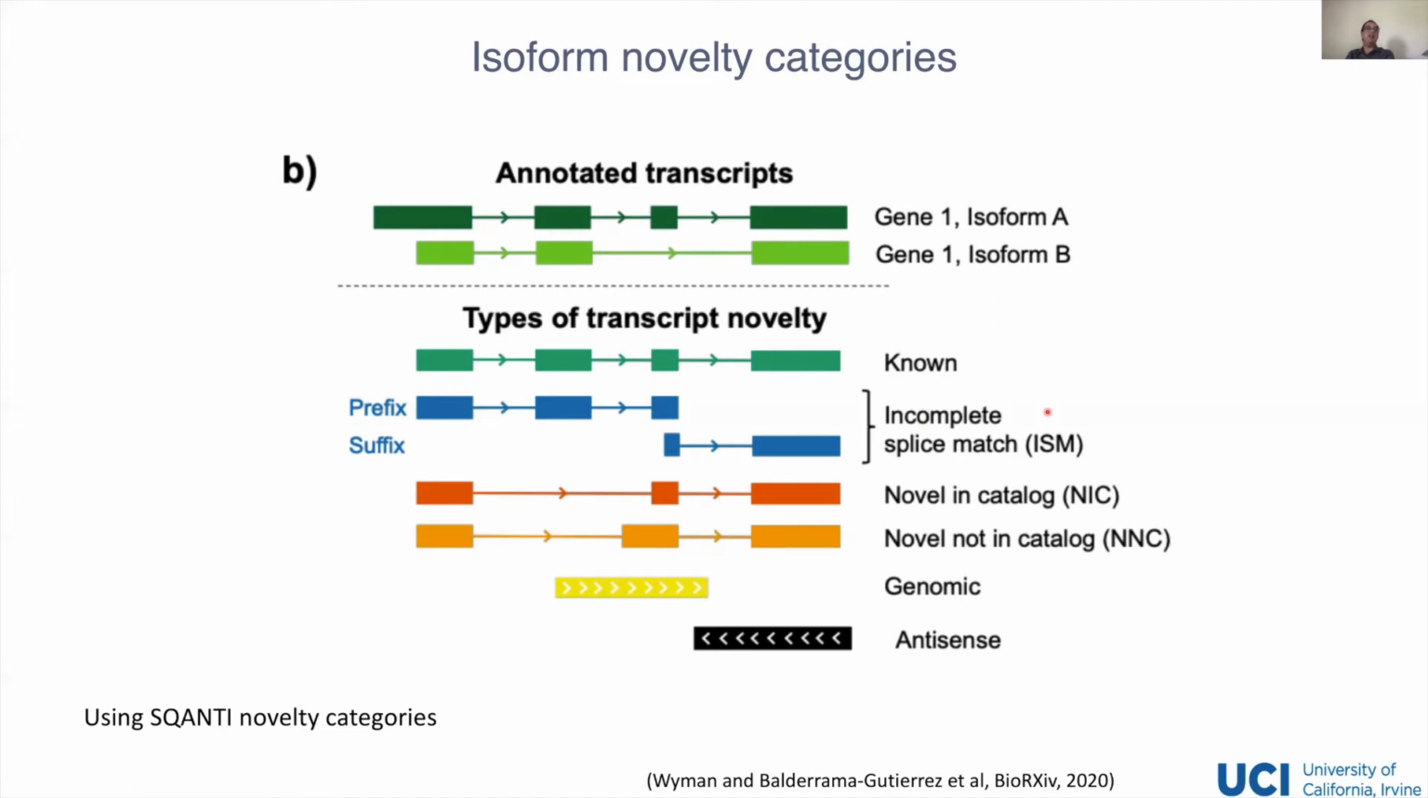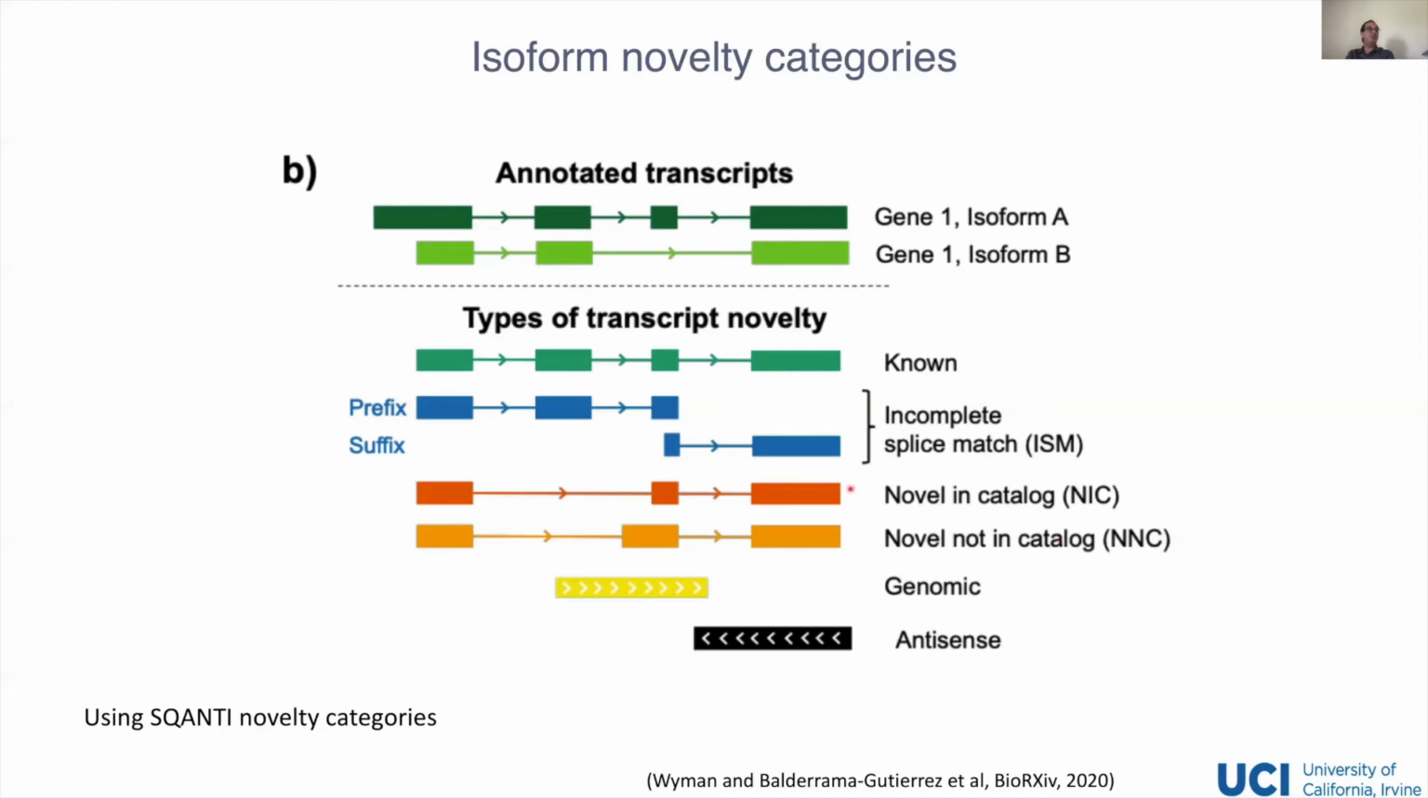It doesn't necessarily mean that these are not real. For example, I would feel much better if you have CAGE support or polymerase support. But they need to be considered separately from the other two categories, which we find are more defensible in terms of being true novel isoforms, which are novel in catalog and novel not in catalog. And the catalog that we're talking about here is splice donors and acceptors.